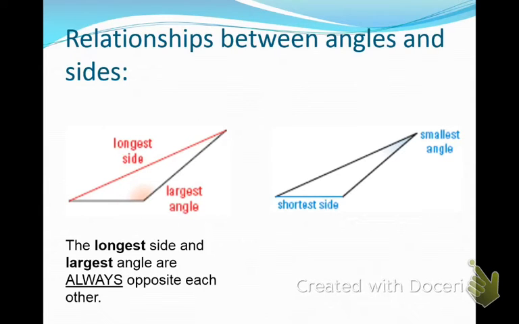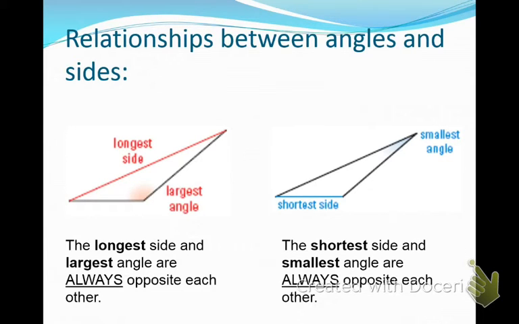If you look at a triangle, you can tell that. You can tell by looking at this triangle that the shortest side is across from the smallest angle. Everybody got it? All right.